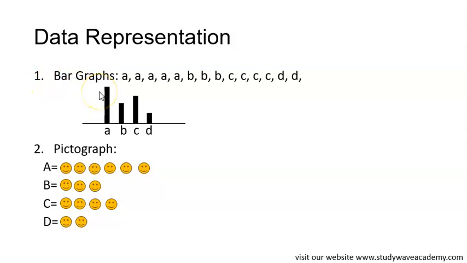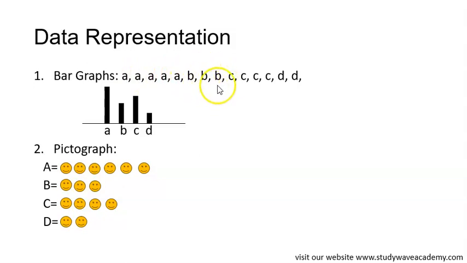Bar graphs. It looks like this, okay? Let's say you have a data, a raw information of this alphabet. We have A, B, B, B, C, C, C, C, and D, D. First, you look for the one that is more, then the one after that till you get to the smallest. Let's count how many A we have. 1, 2, 3, 4, 5. We have 5 A.